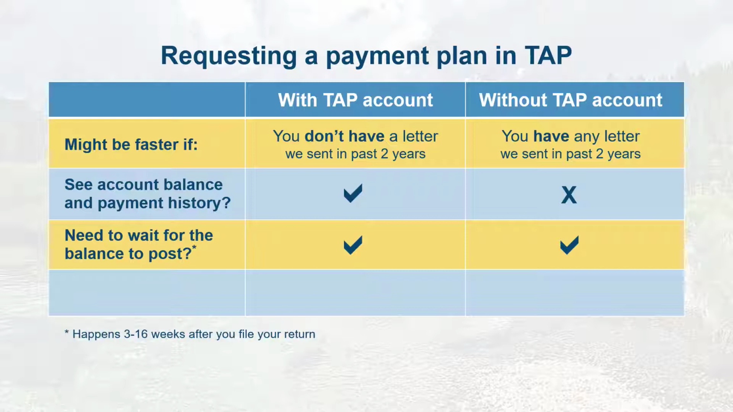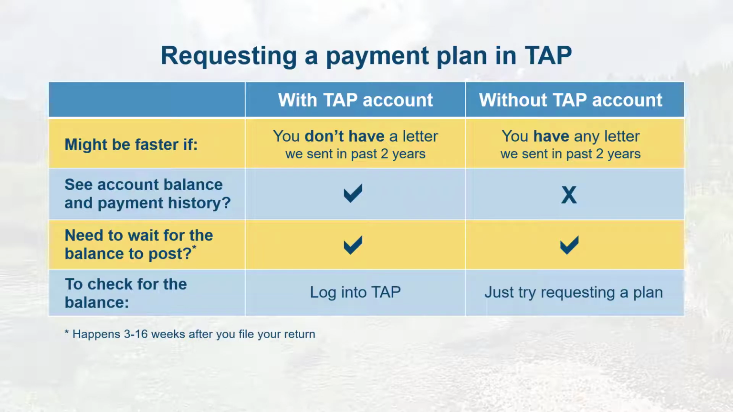This takes anywhere from 3 to 16 weeks after you submit your return. You'll have a shorter wait time when you submit your return early. To check for a balance, look in your TAP account if you have one. Otherwise, you can just try requesting a payment plan. You'll get an error message if your balance hasn't posted yet.